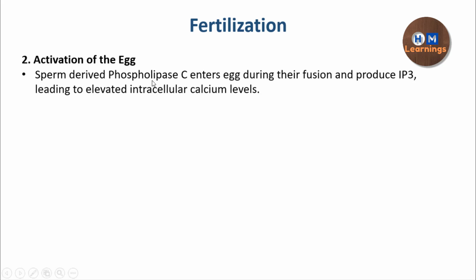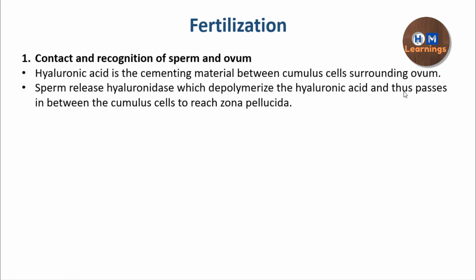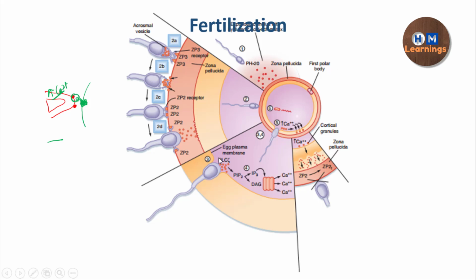So the sperm has phospholipase C. When the sperm enters, the content of the sperm also enters. So phospholipase C also enters inside the egg, and it will produce IP3, which leads to elevated intracellular calcium levels. This becomes clear from this very beautiful diagram: when the sperm enters, the phospholipase C enters, it will cause calcium release from the internal calcium stores of the oocyte. And this elevated calcium level is going to cause the cortical granules present in the oocyte to be released by the process of exocytosis. This is called the cortical granule reaction, which is critical for blocking polyspermy.